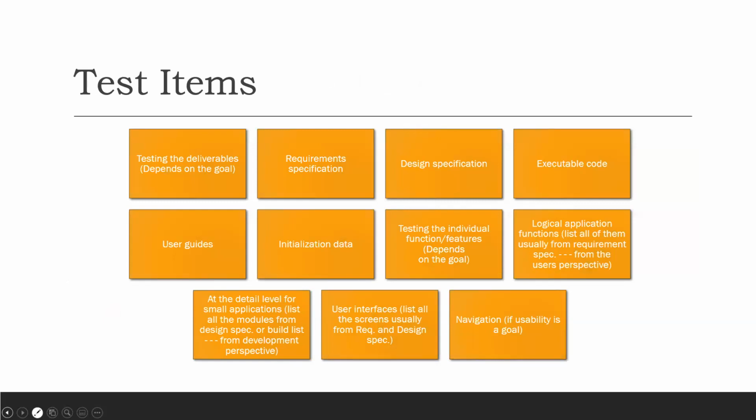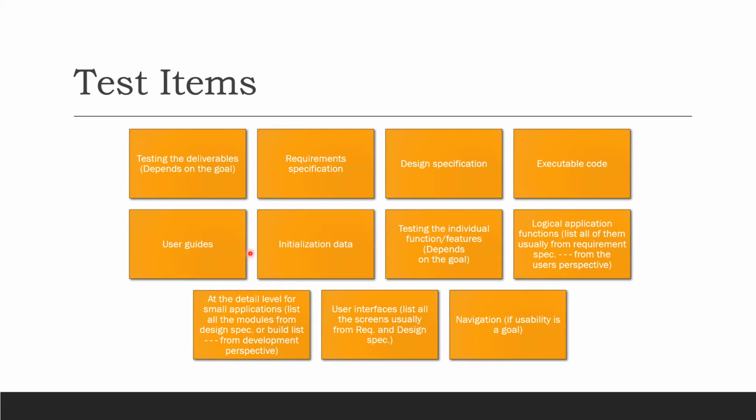The testing items, as explained earlier, we have the testing deliverables, right? So these are the scenarios that you're going to be testing. So looking at the requirement specification, the design specification, the executable code, any user guides or use cases, initialization data, right? You want to start testing individual functions, features, and depths of the goal. So again, in simple terms, that is the testing scenario.